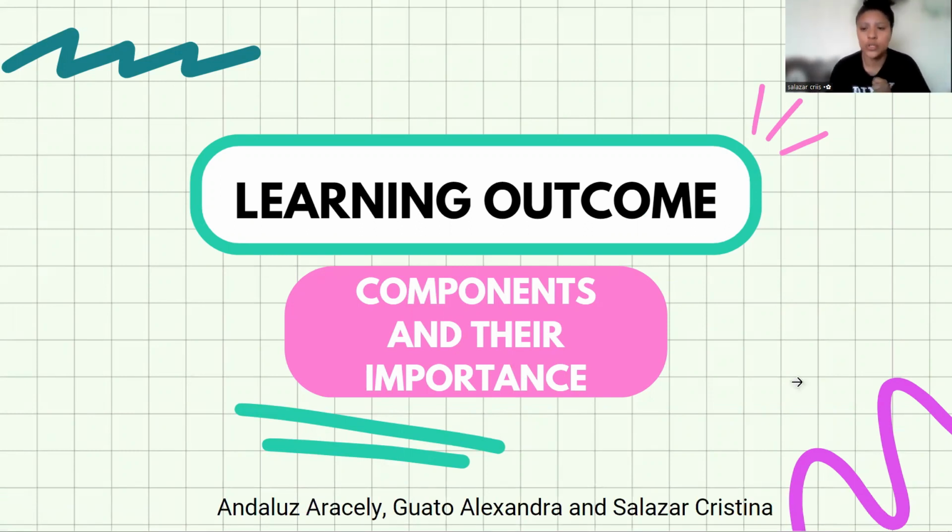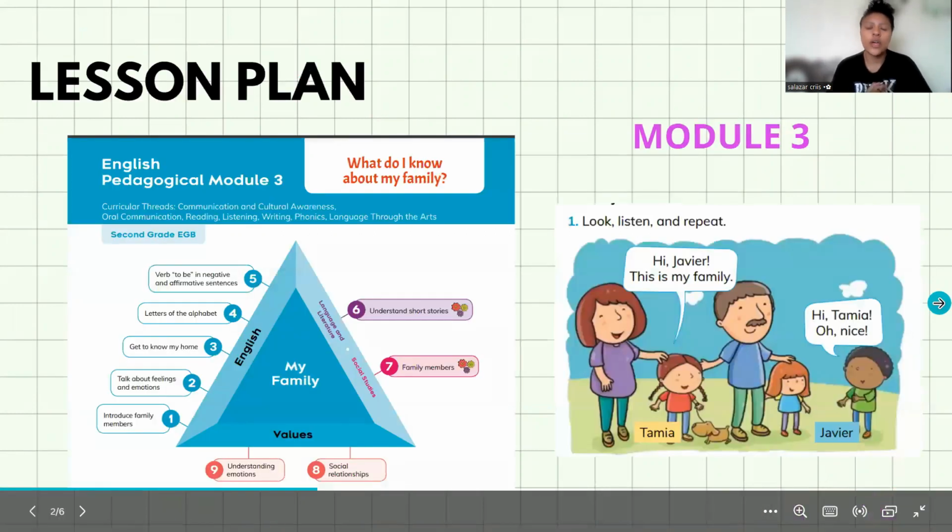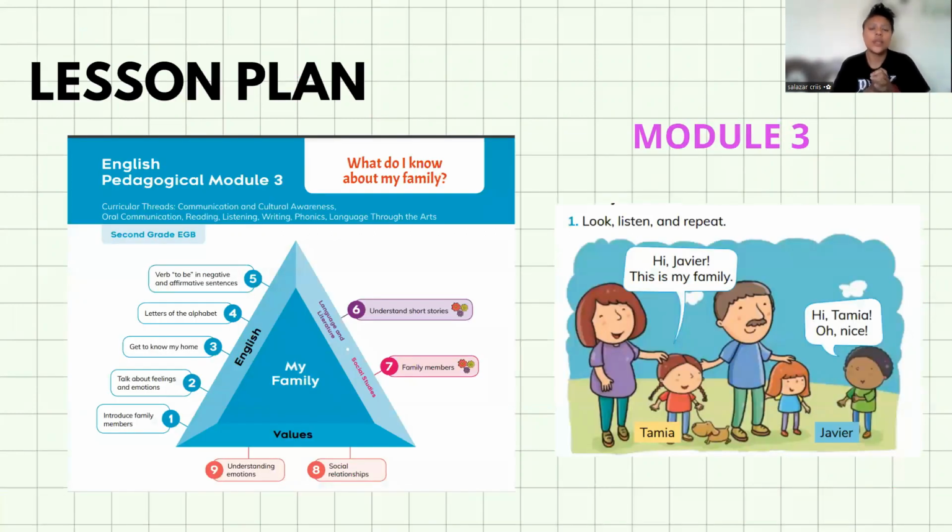We will present the learning outcome number 3, related with the components of the lesson plan and their importance. First of all, our lesson plan is related with module number 3. This is for grade heavy, and the topic for this lesson plan is what do I know about my family and the members of the family.